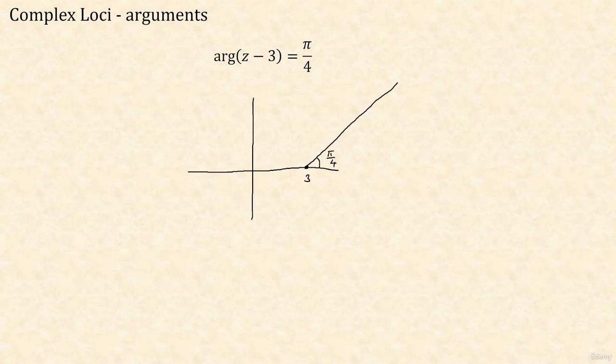So what that's really saying is if you have some complex number here, z, and then you subtracted 3, so you marched back 3 units this way and imagined it was here, then the argument of that complex number would be pi over 4. So that's why arg of z minus 3 is the half line from the point 3.